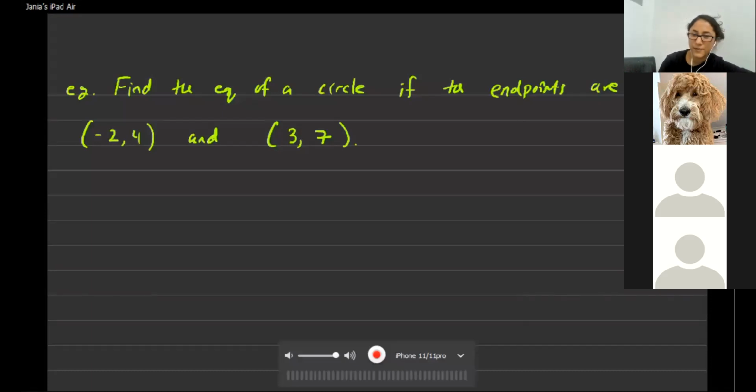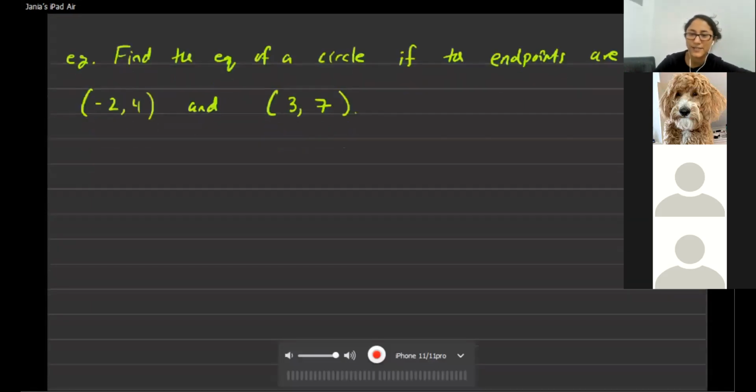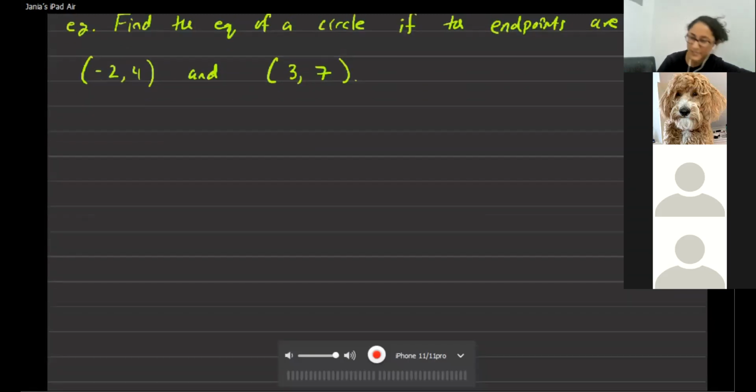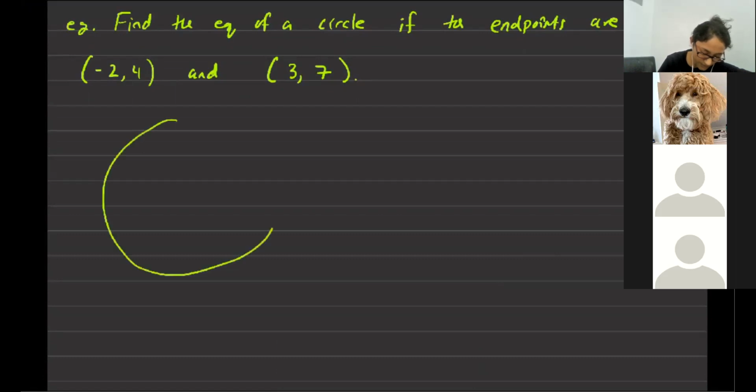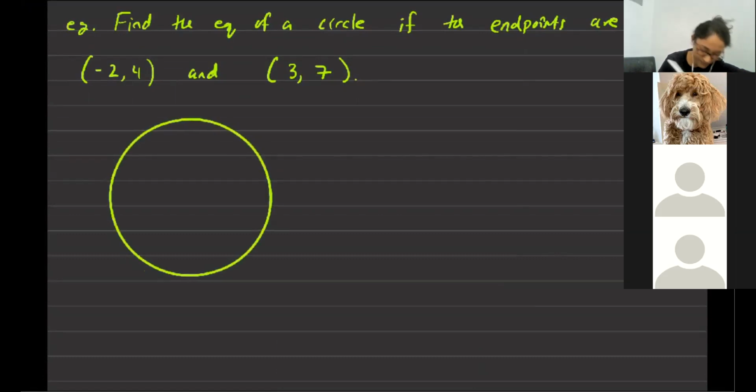Okay, so hopefully you guys had a chance to work this one out. Now let's imagine this, right? Let's take a look at this picture. So here's a circle. Of course, I'm not drawing it on the XY plane, but suppose the XY plane is there. Let's say this is -2, 4, one of the endpoints, and let's say here's 3, 7. Let's suppose that. Now that's the diameter.